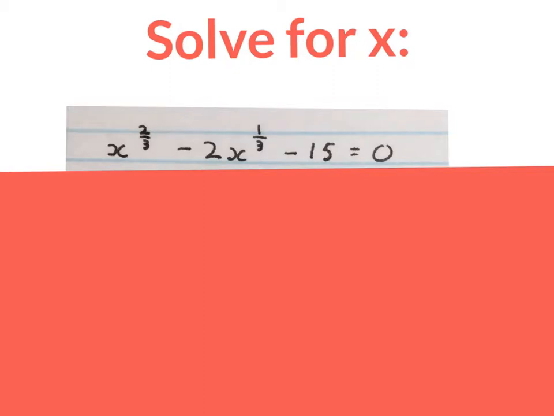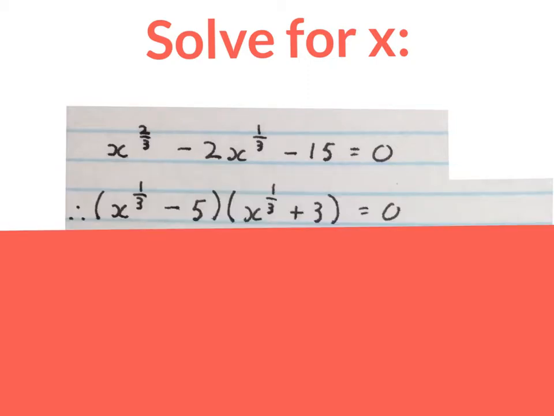So here is our first equation. It says solve for x. We just factorize it normally, two sets of brackets, the x to the power of a third, x to the power of a third, and at the back we'll have a minus 5 and a plus 3. You must know your factorizing from grade 9. x to the power of a third times x to the power of a third will give you x to the power of 2/3.